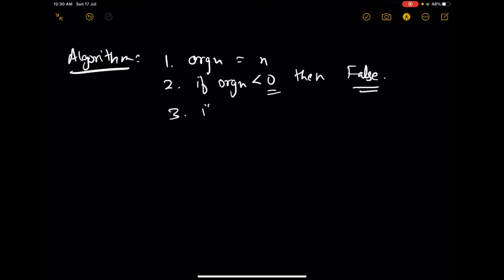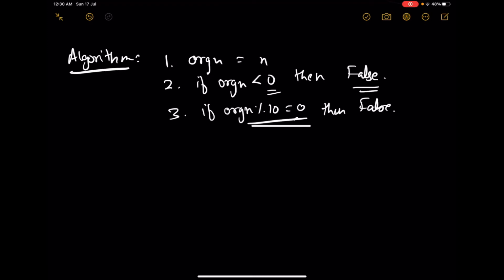Another thing is if orgn mod 10, okay, is 0, that means if orgn has even one trailing 0, then also it can't be a palindrome, right? Because it has no leading zeros because it's an integer. So if it has a trailing 0, then it won't be a palindrome, because that trailing 0 won't be matched in the front of the number.